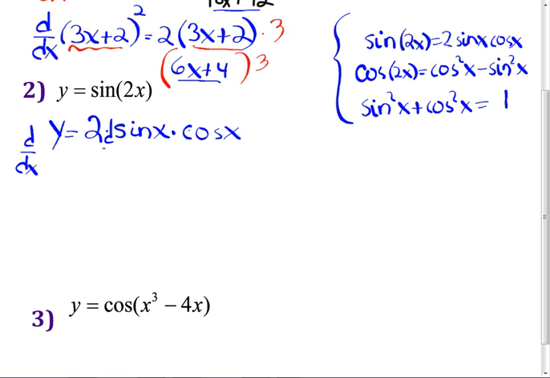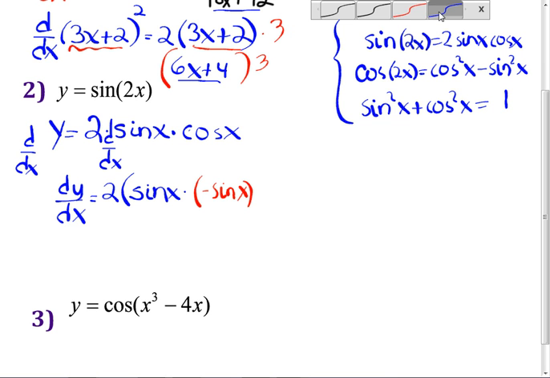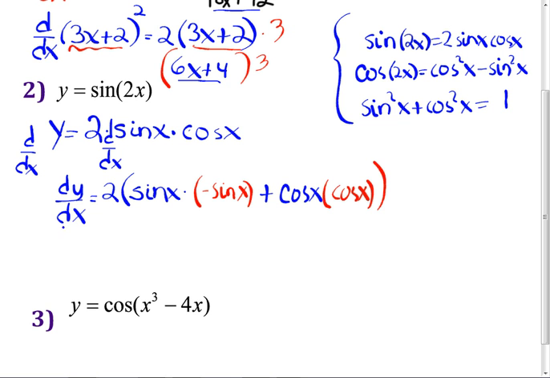I'm going to ignore the 2. So dy dx is equal to 2 times. Now you remember how to do this? It's the sine of x times the derivative of the cosine, which is negative sine of x. Is that right? Plus, and then I'm going to leave the cosine alone times the derivative of the sine, which is what? Cosine of x. And then, just to prove my point, I'm going to simplify that. Don't worry, you can get this thing. Okay. So I don't like my negatives first.